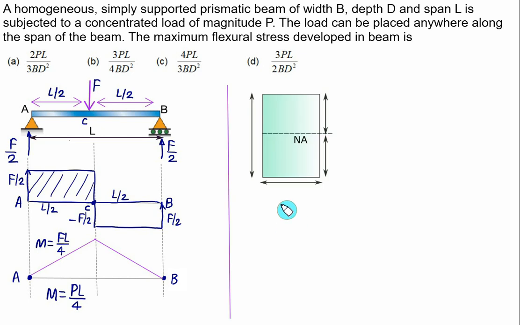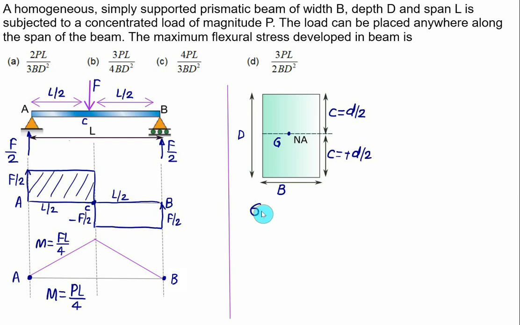So let's consider here a rectangular section of width equal to B, depth equal to D. This one is the neutral axis, and the same point will represent our centroid. This value is the distance C, that is the distance of the top fiber from the neutral axis, which is D by 2. This is also the distance C, that is, the bottom fiber and top fiber are at equal distance from the neutral axis, and this value of C you have to take as D by 2.